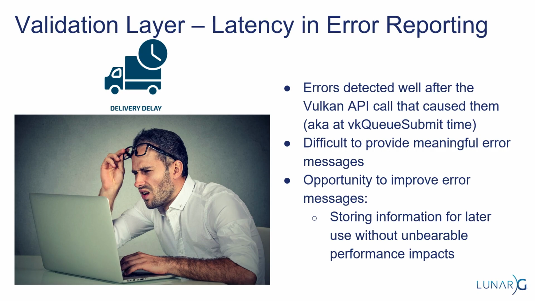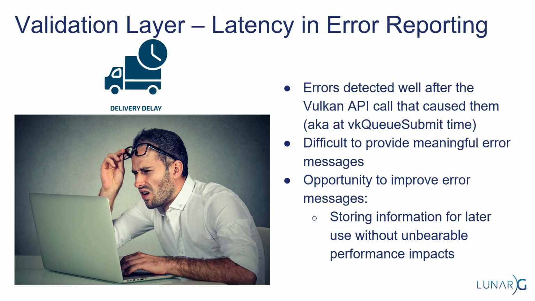Okay, I mentioned ecosystem surveys a little while ago. So one of the main complaints we get on ecosystem surveys is it's really hard to figure out what my validation layer error message actually means. Well, a lot of what's driving this is the latency as to when do you actually get the error message. It doesn't happen until the queue submit time. So it could be hundreds or thousands of calls previously that you were doing in your application that actually caused the error.